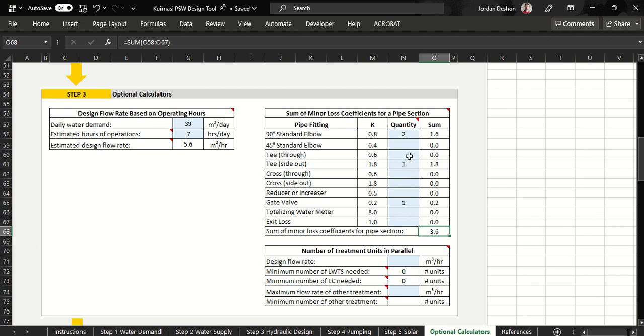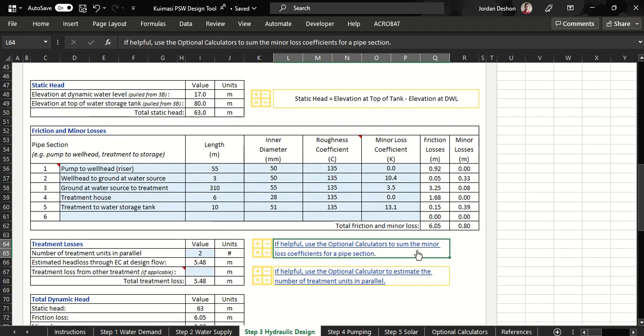So if you repeat this for each pipe section, you can simply copy this value for each pipe section and enter it here in the table for the minor loss coefficients for the particular pipe section you're working on.